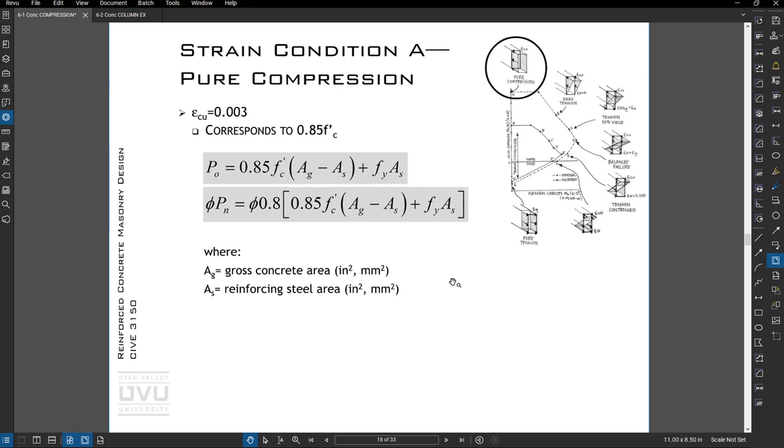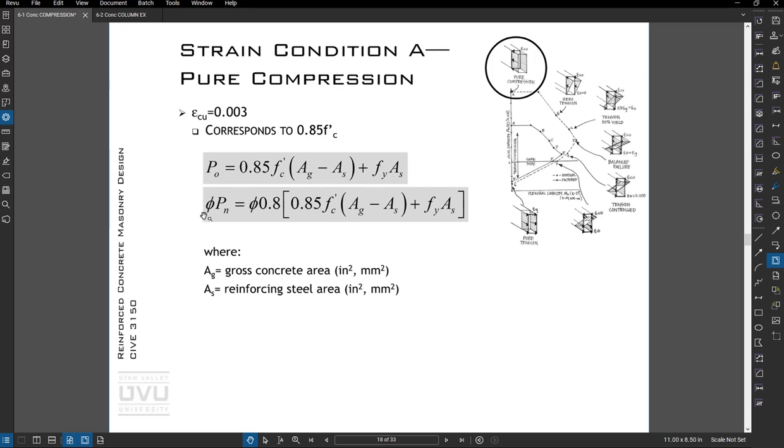Okay, so moving on to various strain conditions along the interaction diagram. We'll start with pure compression. What matters is the crushing strain in the concrete is 0.003. This corresponds to a stress in the concrete of 0.85 f'c. And so to get the nominal axial strength, we'll have 0.85 f'c times the gross area minus the steel. So we're taking out the area of steel when we multiply by the concrete strength. And then we add that yield strength of the steel times its area back into the equation.